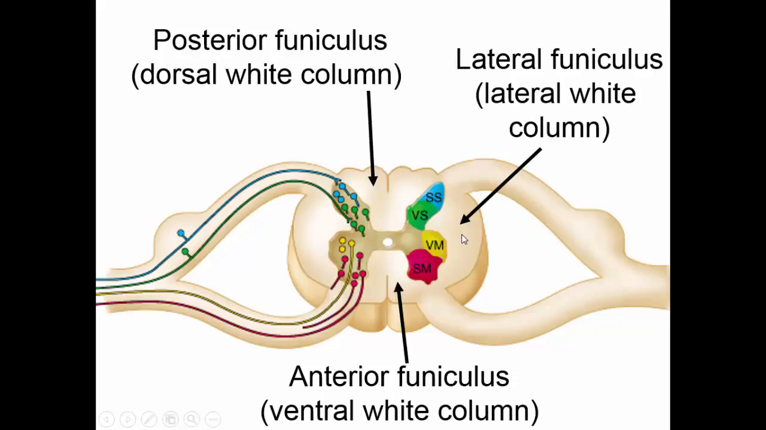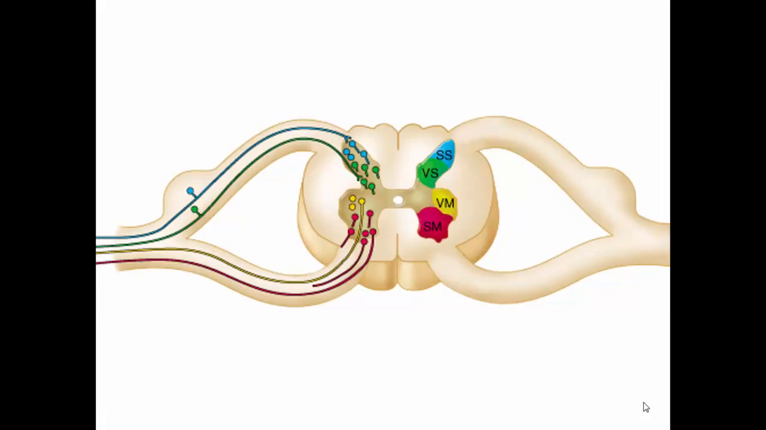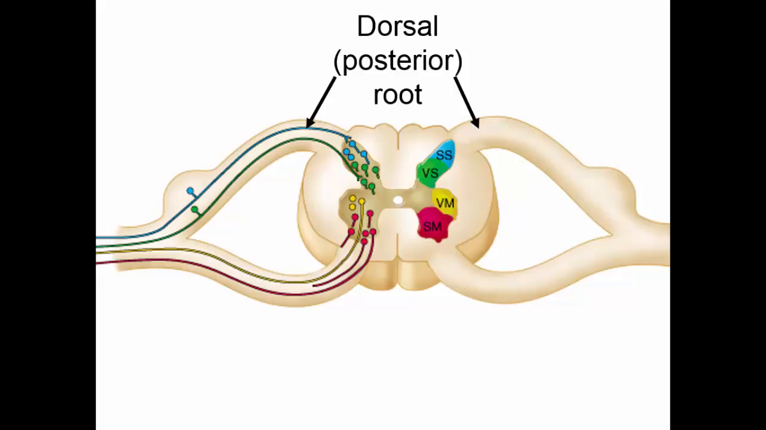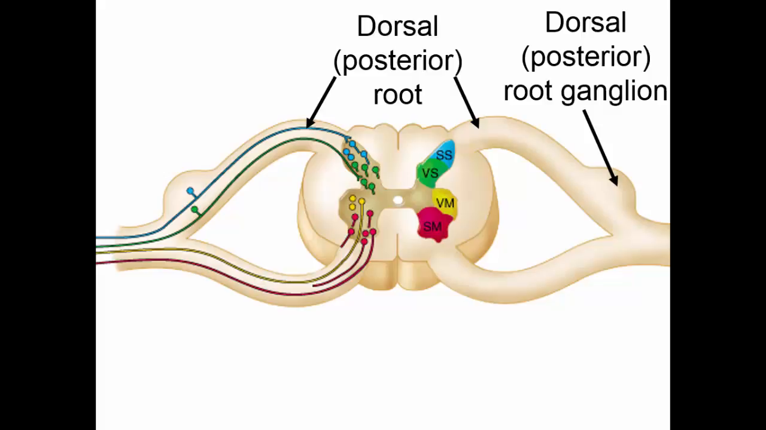This is going to be the myelinated axons that travel up and down the spinal cord carrying information to and from the brain. The spinal nerves are attached to the spinal cord, but they have two different attachments or roots. The dorsal or posterior root is going to carry sensory information as incoming information. The cell bodies for these sensory neurons are located in the dorsal or posterior root ganglion.